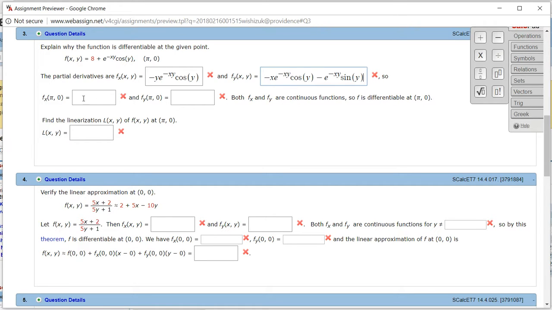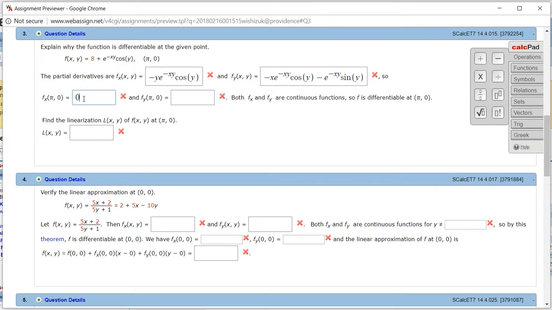Now if you plug in x equals pi and y equals 0, you're going to get, let's see, y is 0, so cosine of 0 is 1. Then you put pi times 0, so e to the 0 is 1. Then y is 0, so this is actually 0.